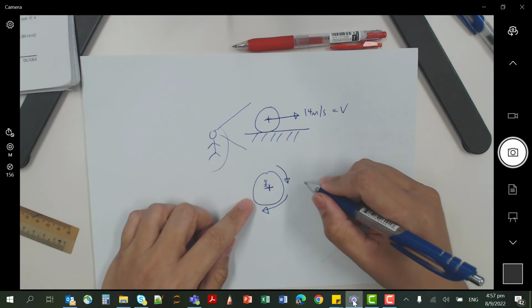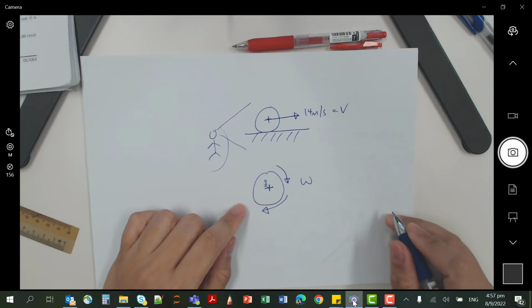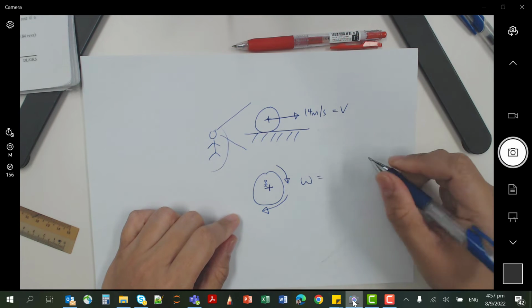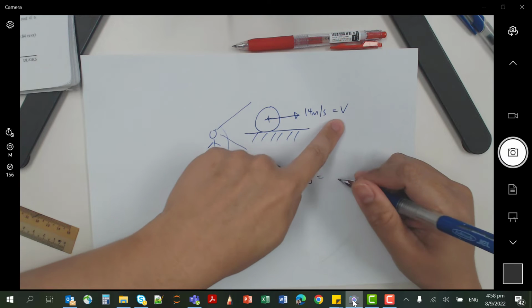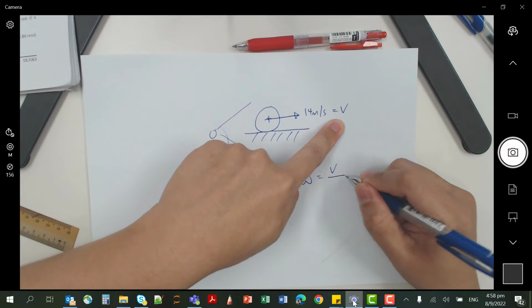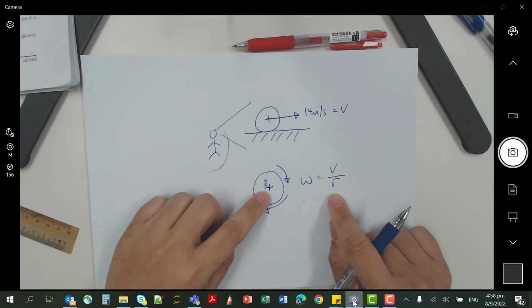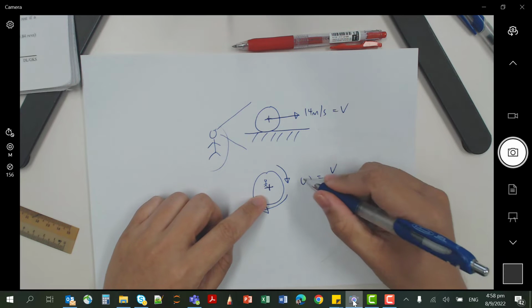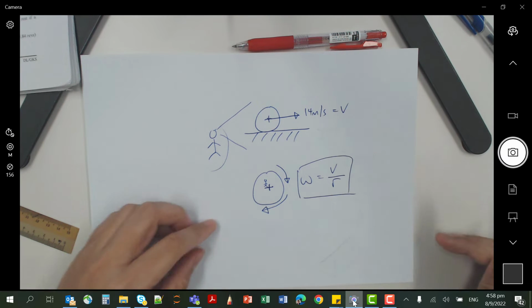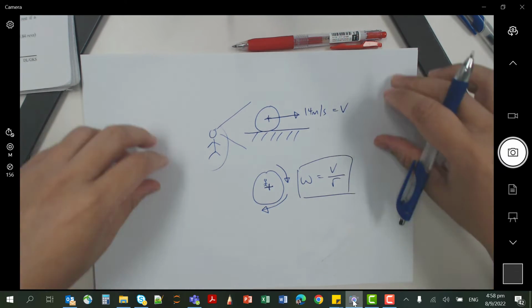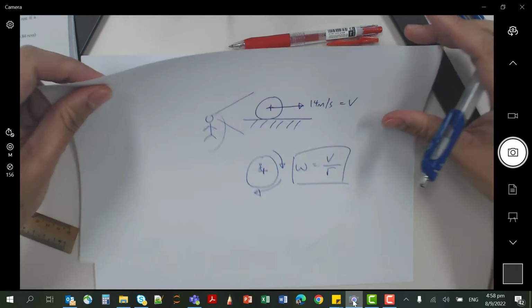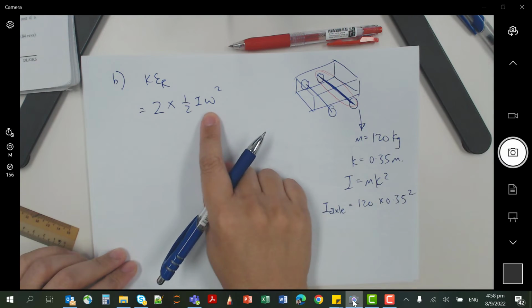This turning is your omega. The formula is that omega is related to the velocity divided by the radius of the wheel. Omega is equal to V over R. So that is how you get your omega for the rotational kinetic energy.